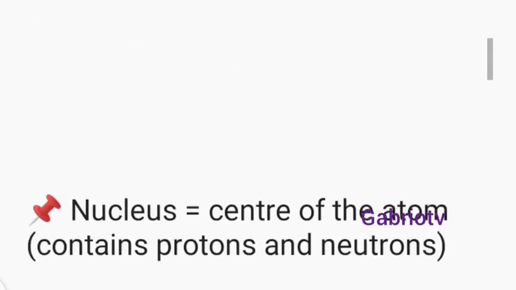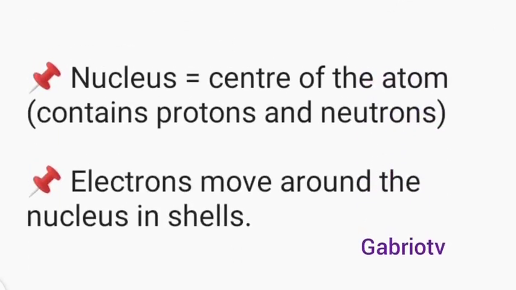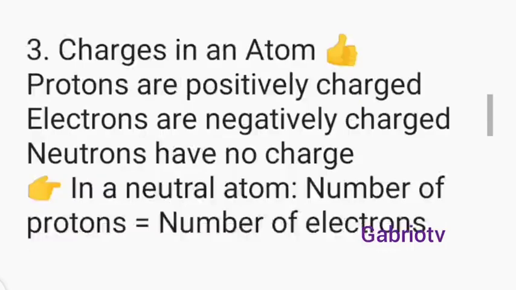Now let us move on from there. Inside an atom, we have the nucleus. The nucleus is the center of the atom, which contains protons and neutrons, and electrons revolve around the nucleus in its shells. So that is the structure. The structure of an atom is just the arrangement of these particles inside an atom.